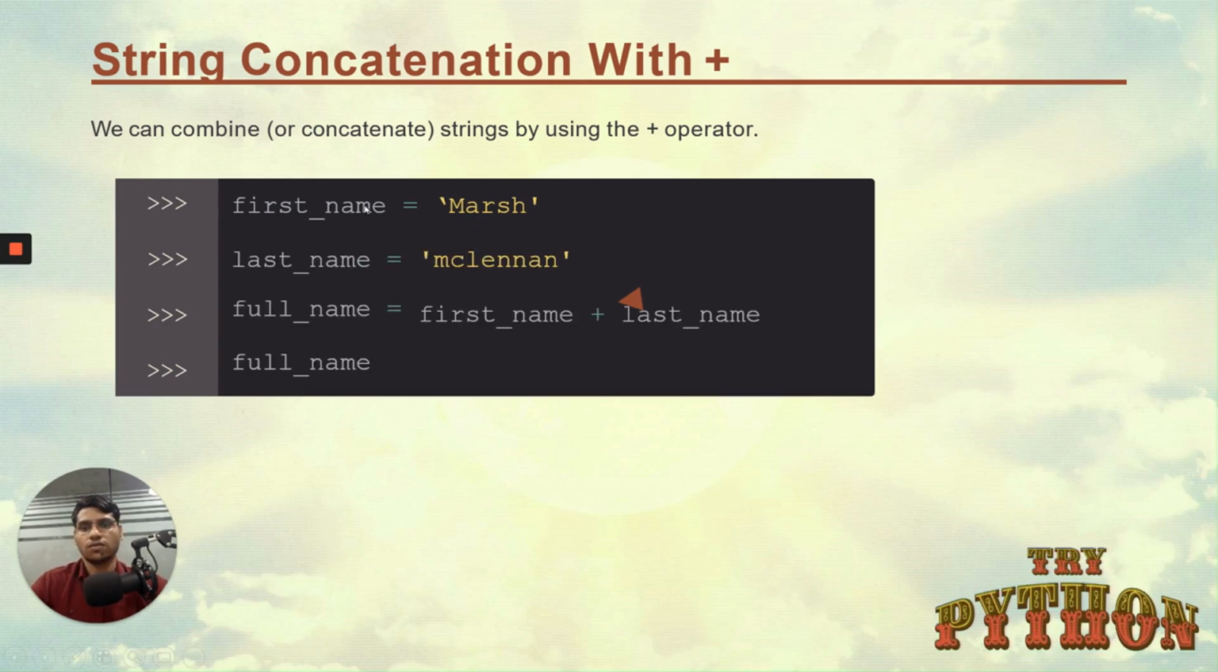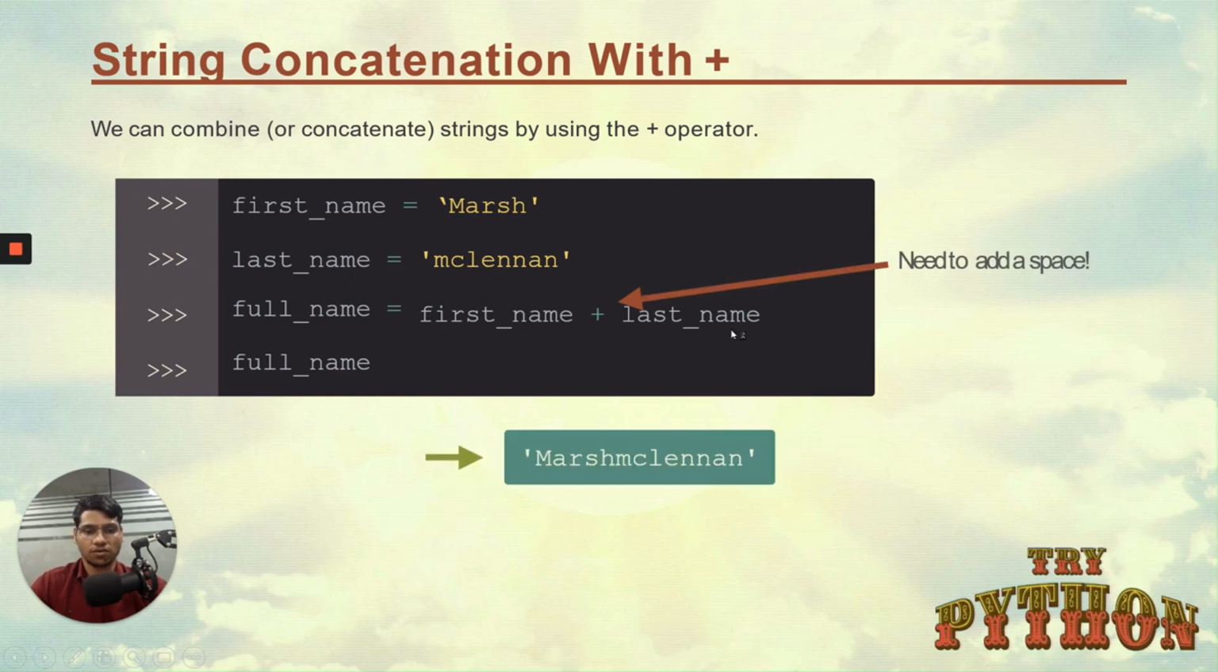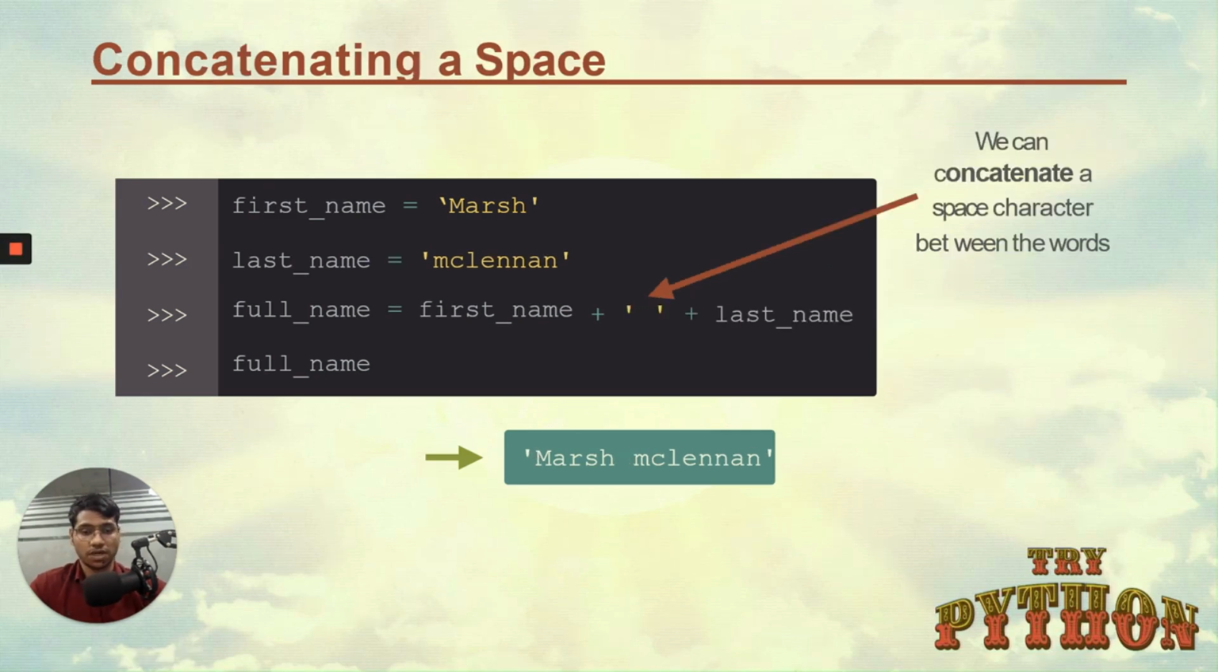So here I have two variables. One is first name, which is Marsh. Then I have a second variable, that is last name, which is McLennan. If I wish to add both the strings, I have to use the plus operator, and it is going to give me this output, that is Marsh McLennan. If you wish to have a space between Marsh and McLennan, you can just add an empty string with a space in it. So you will get this output.